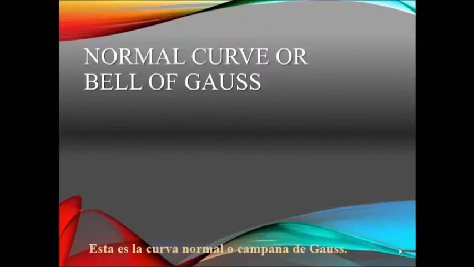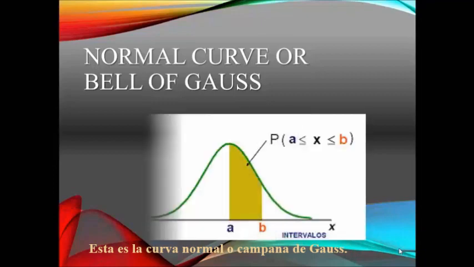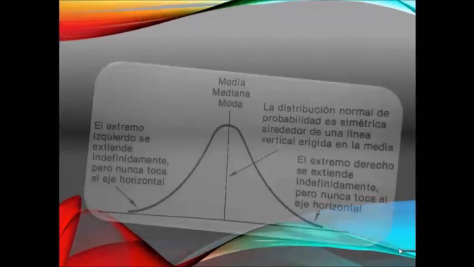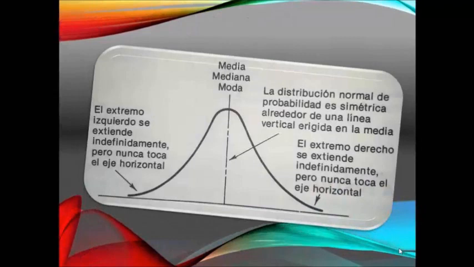This is the normal bell curve of Gauss. Mean, median, mode. The left end extends indefinitely but never touches the horizontal axis. The normal probability distribution is symmetrical around a vertical line erected on the mean. The right end extends indefinitely but never touches the horizontal axis.